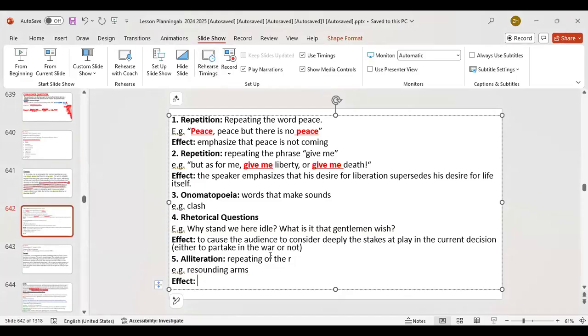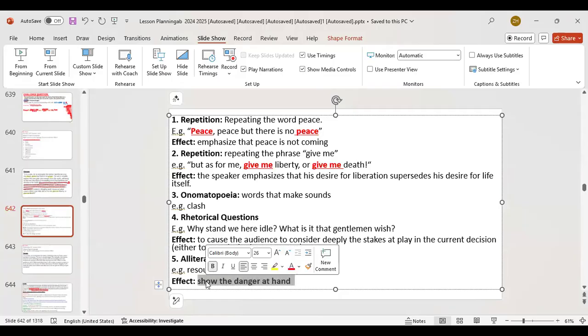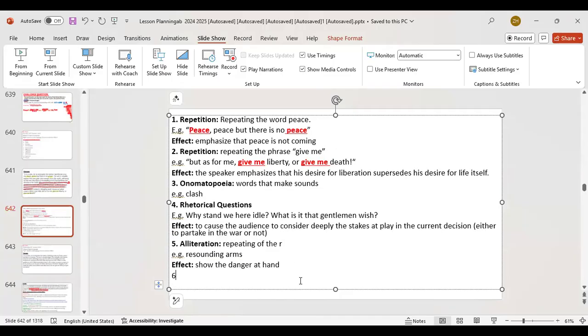Alliteration. Okay, so the effect is that he's trying to show the danger at hand, right? The danger at hand, or the imminent danger, the danger that is even at the doors. All right, that's alliteration.